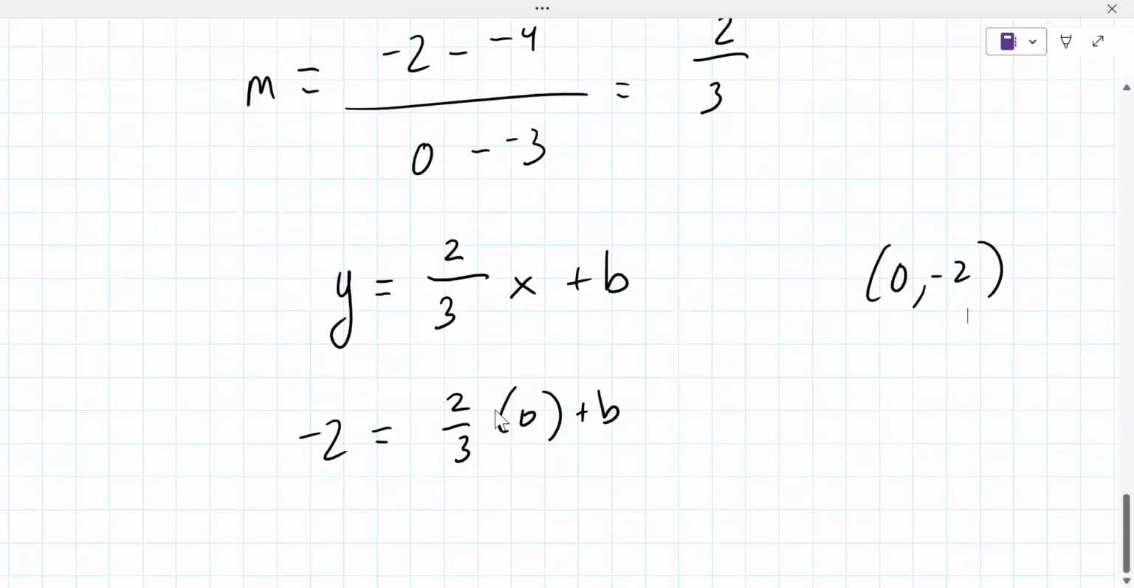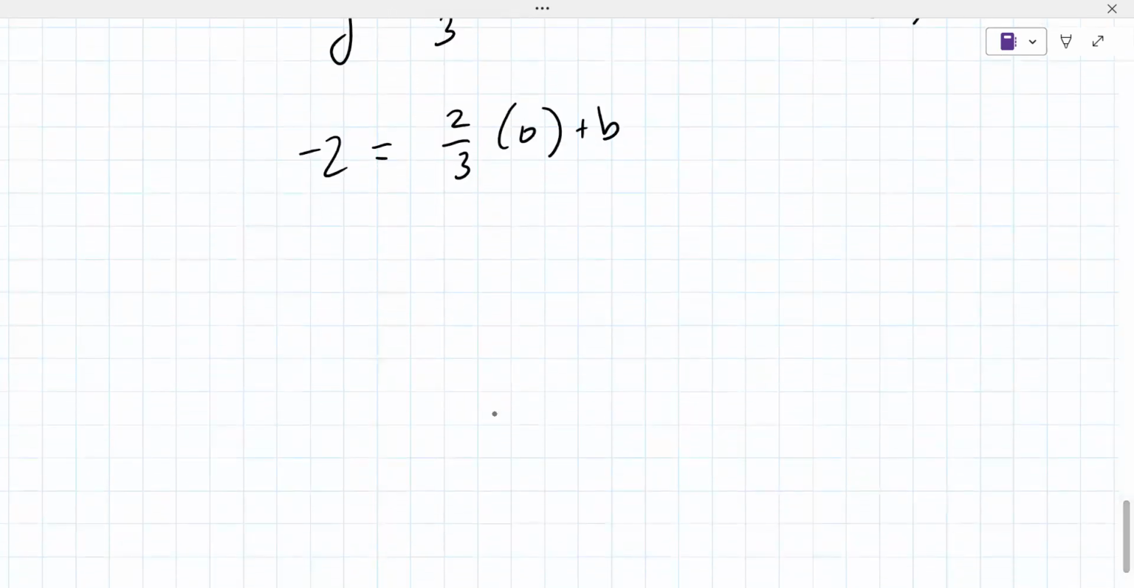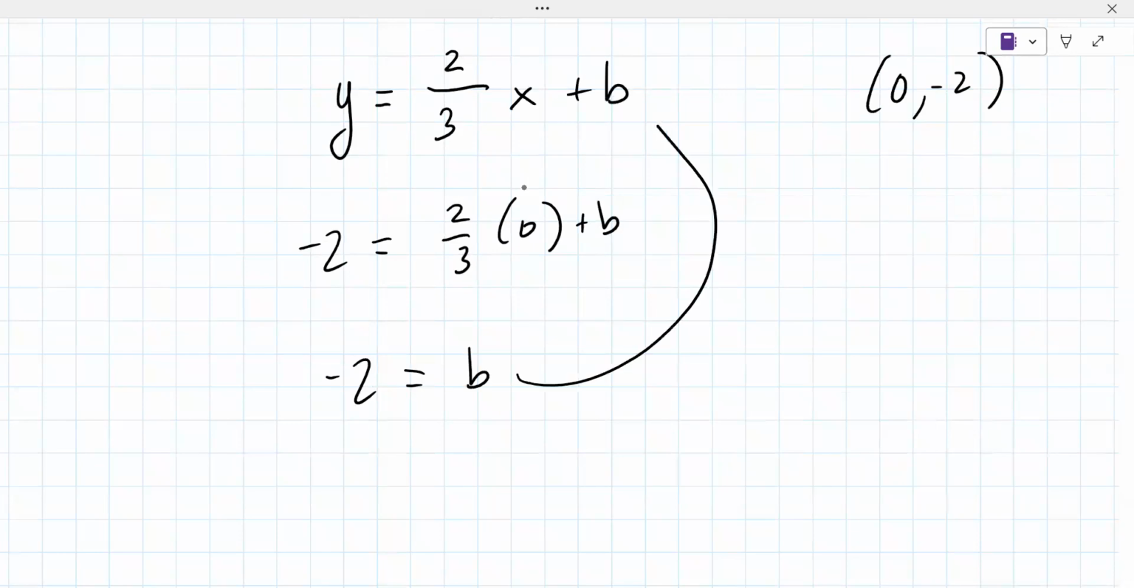In this case, when you multiply by 0, well, that's good, because when you multiply by 0, it goes away. -2 equals b. So that goes back into this equation here. So y equals 2/3 x minus 2.